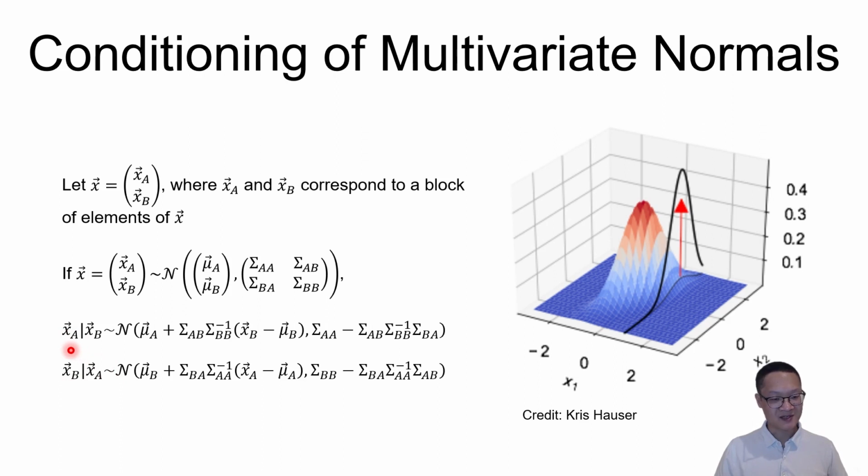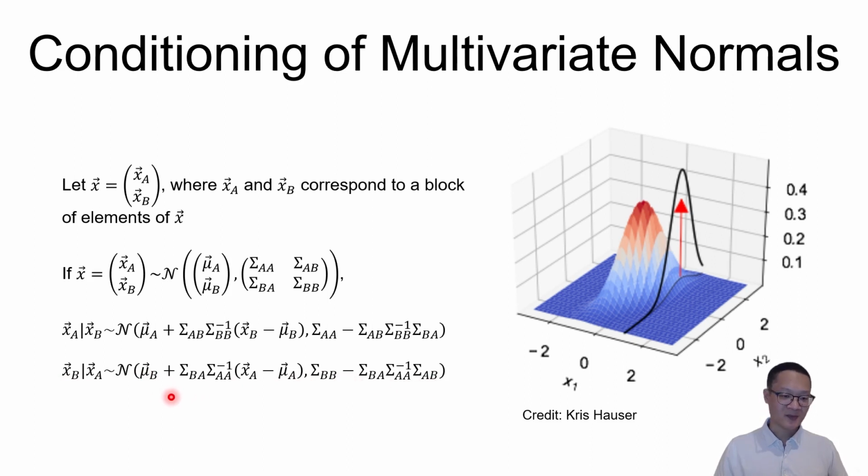For XA given XB, the new mean is mu A plus sigma AB times sigma BB inverse times XB minus mu B. We're not going to derive this, but this is a very famous result. It's used a lot. For example, if you have studied Kalman filters, this is used quite a bit. Same with the covariance: the conditional covariance is sigma AA minus sigma AB, sigma BB inverse, and then sigma BA. And for XB given XA, it's the same thing. You just swap all the indices A with B.